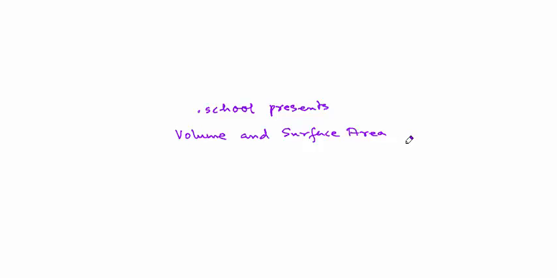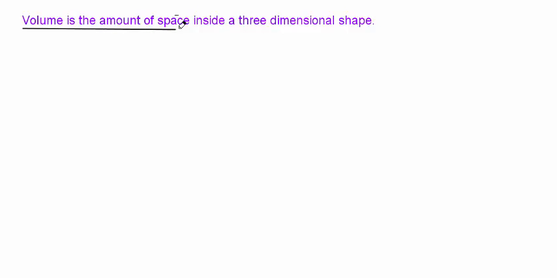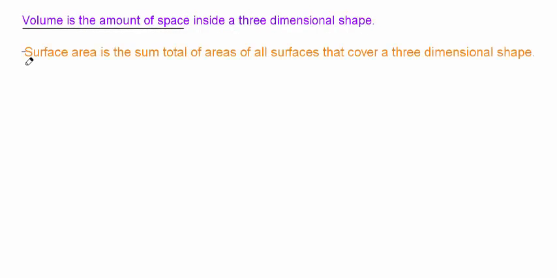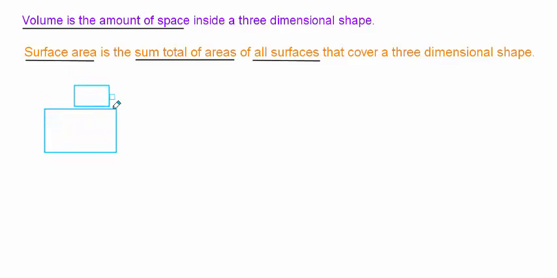Dartschill presents volume and surface area. Volume is the amount of space inside a three-dimensional shape. Surface area is the sum total of areas of all surfaces that cover a three-dimensional shape. Let's study a rectangular prism, which is nothing but a box.